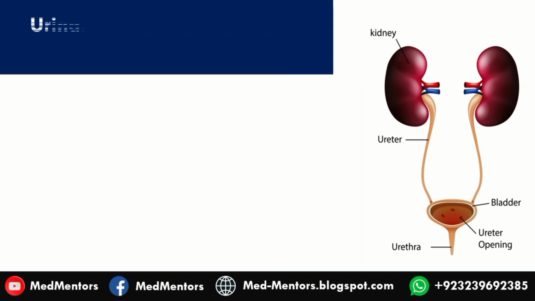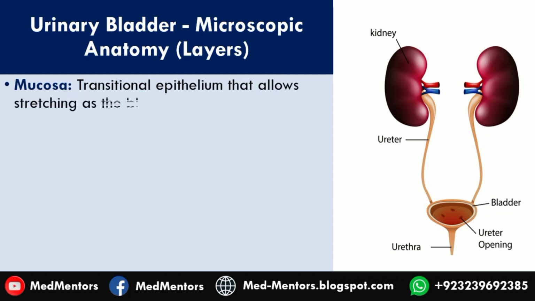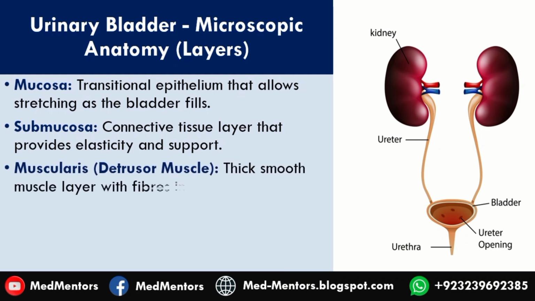Next, urinary bladder, microscopic anatomy or layers of urinary bladder. Let's look at the microscopic layers of the urinary bladder. Number one, mucosa contains transitional epithelium that allows the bladder to stretch as it fills with urine. Submucosa, a connective tissue layer that provides elasticity and support to the bladder walls. Next, muscularis or detrusor muscle.